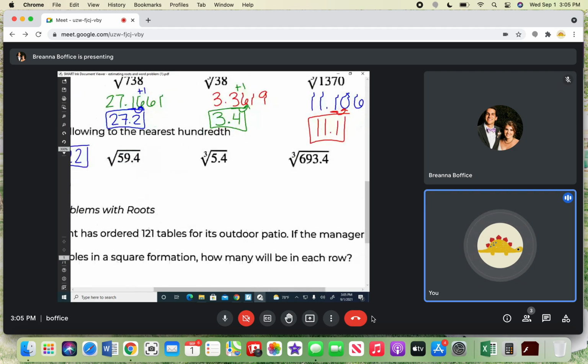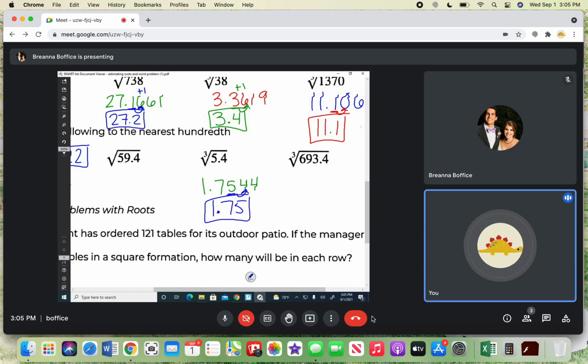So the cubed root, remember 3-second caret, 5.4, and we get 1.7544. Again, we're rounding to the hundredths place, so we underline the hundredths place, looks to its neighbor. It's a 4, therefore it stays, so 1.75.